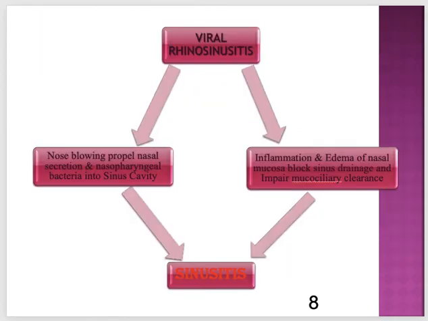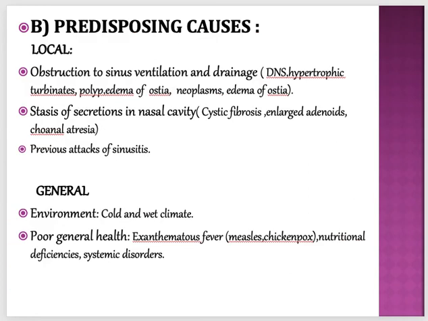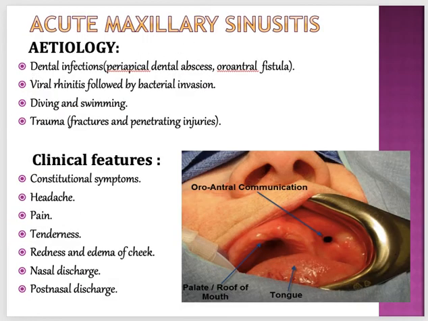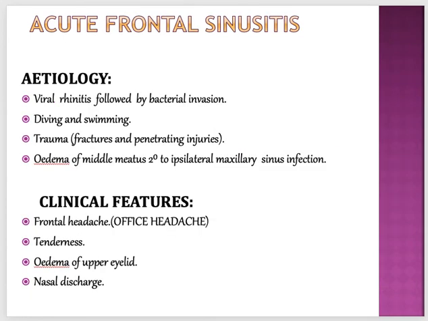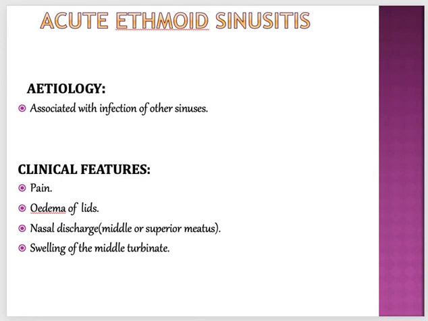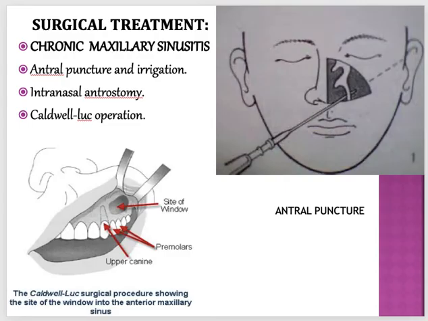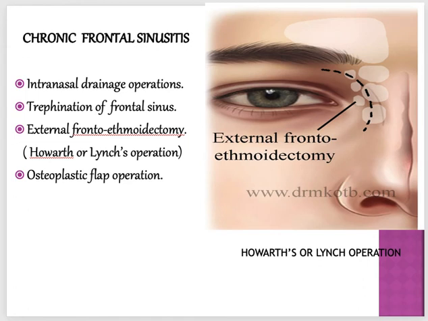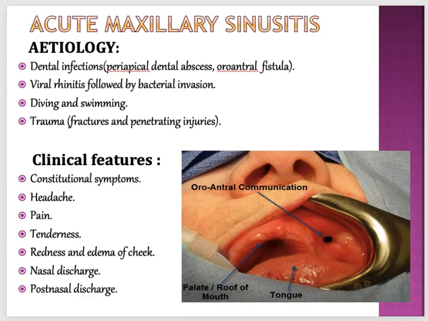Okay, so now in the books you will find they have written acute maxillary sinusitis, acute frontal sinusitis, acute ethmoid sinusitis, acute sphenoid sinusitis. Okay, now the important thing I want to mention here is it's not important that you have to remember it in this way. Rather, you can remember it together as sinusitis. Why? Because it's the same condition, just a few of the signs and symptoms will be different. Okay, so I will take it in this way.